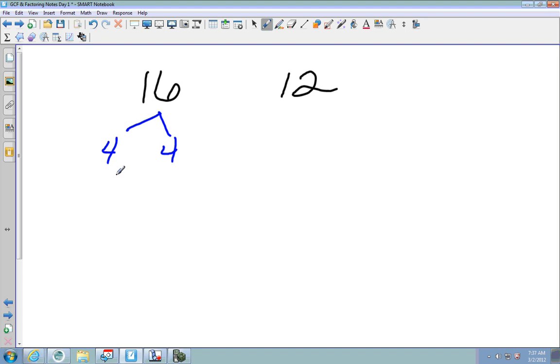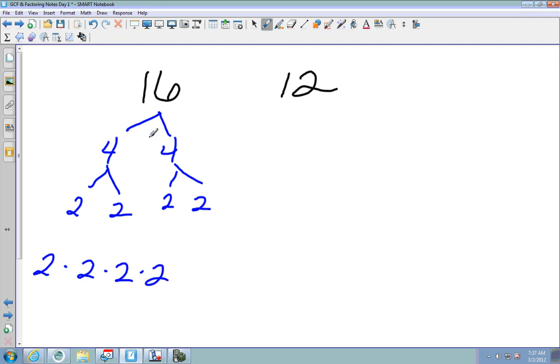Can 4 split up? It's 2 times 2, right? And this 4 is 2 times 2. So 2 times 2 times 2 times 2, all of that equals 16, correct? Okay, let's think about 12. How does 12 split up? We can do 6 times 2.